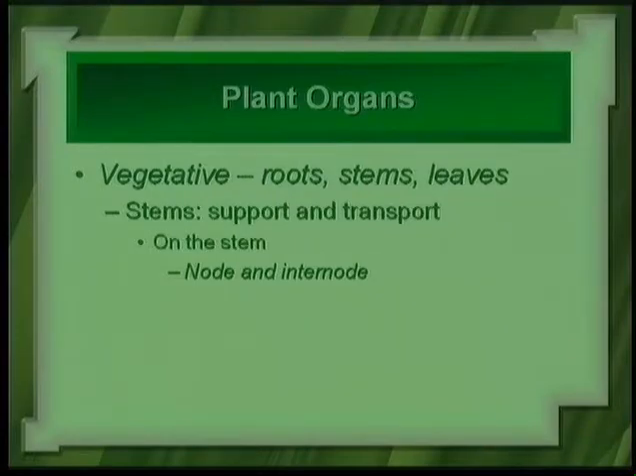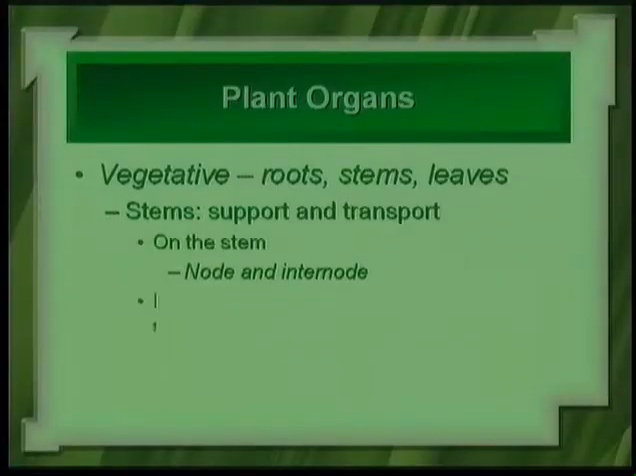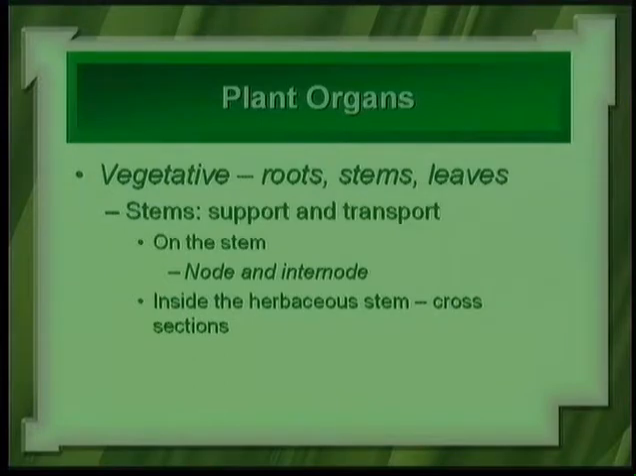So a quality of the stem is the node and the internode. That's what makes a stem, the presence of nodes and internodes. Now, we're going to probably draw some pictures about this. Inside of the herbaceous stem, we're going to look at cross sections again. A question we might ask is, for a stem cross section, what kind of plant would actually have vascular bundles scattered?